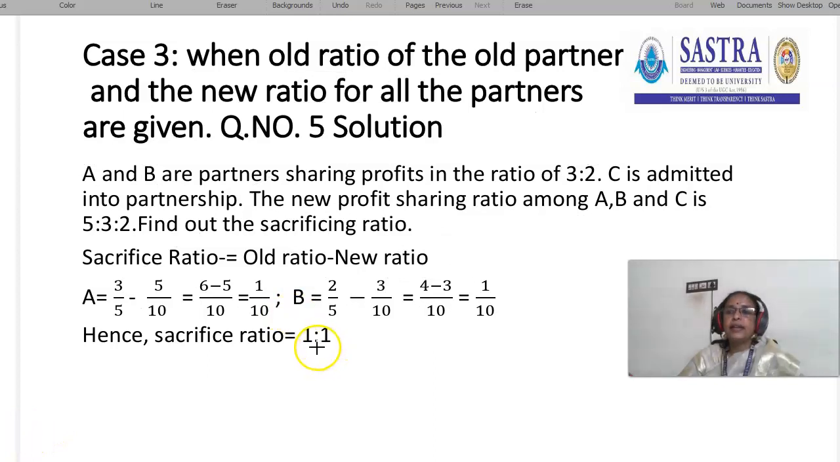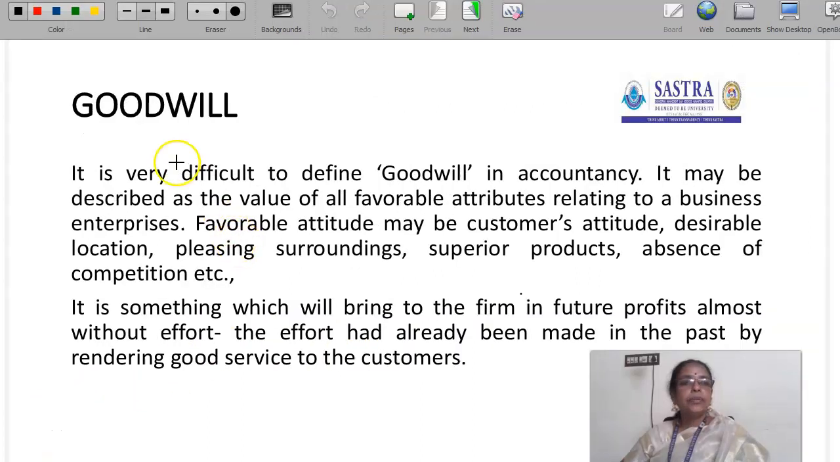In this way, you have to calculate the new profit sharing ratio as well as the sacrificing ratio. This is the base for the partnership admission calculation, and this is the fundamental or foundation for the preparation of the balance sheet. If you do not know how to calculate the new ratio or the sacrificing ratio, the entire problem will collapse. And so you have to be very careful while calculating the sacrificing ratio as well as the new ratio. Thank you. The next topic is goodwill.